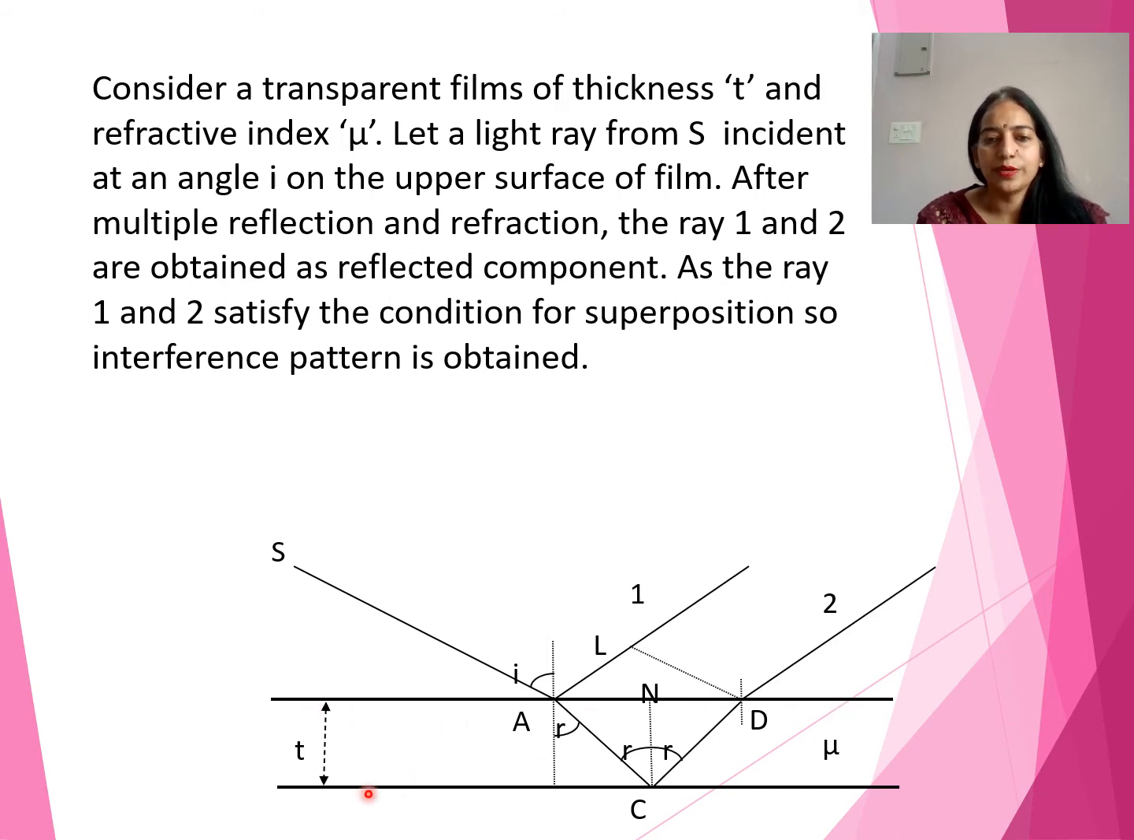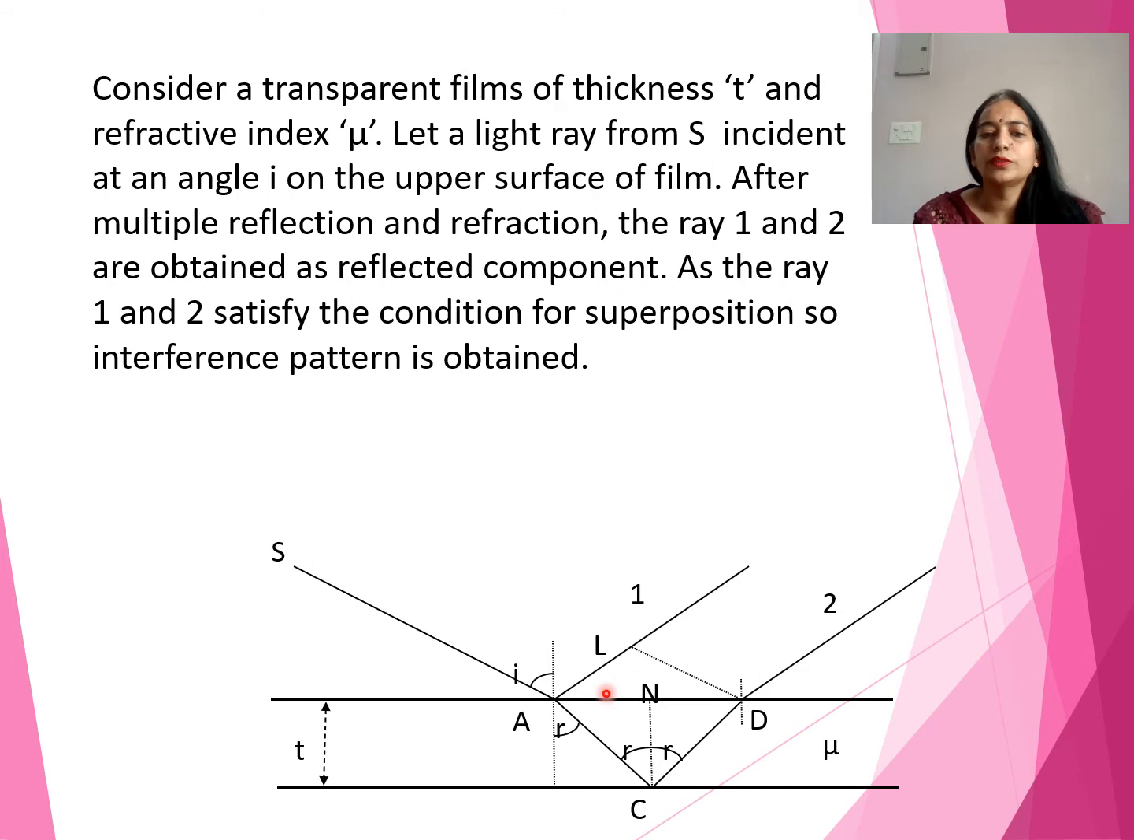Consider a transparent film of thickness t and refractive index mu. Let light ray S be incident at angle I on the upper surface of the film. After multiple reflection and refraction, the light components 1 and 2 are obtained as reflected components. Rays 1 and 2 satisfy the condition for superposition because they are coherent, as they are both obtained from the same source. So an interference pattern is obtained in the thin film.